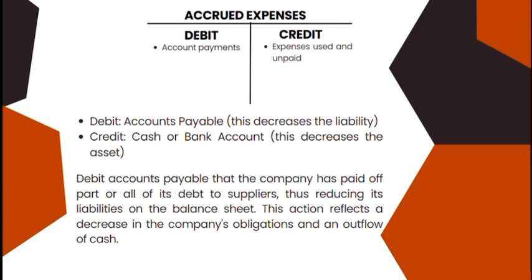Debit, accounts payable, credit, expenses used and unpaid. Debit, accounts payable. This decreases the liability. Credit, cash or bank account. This decreases the asset.